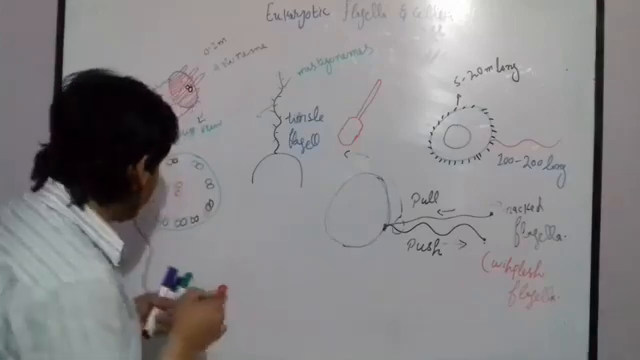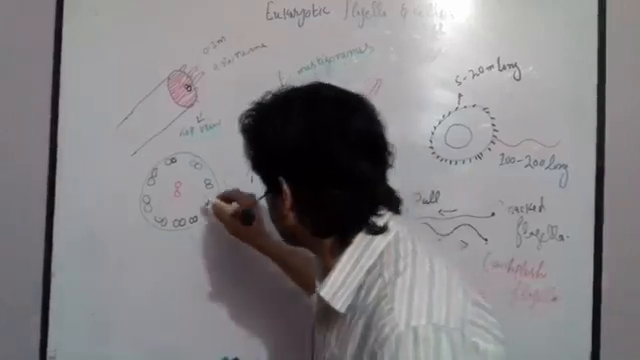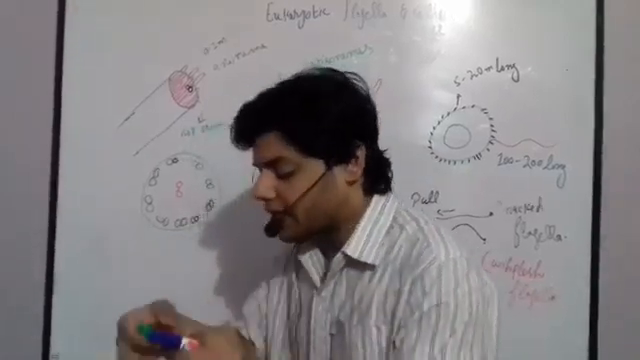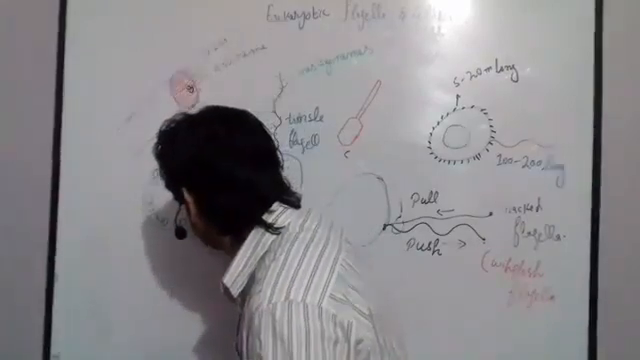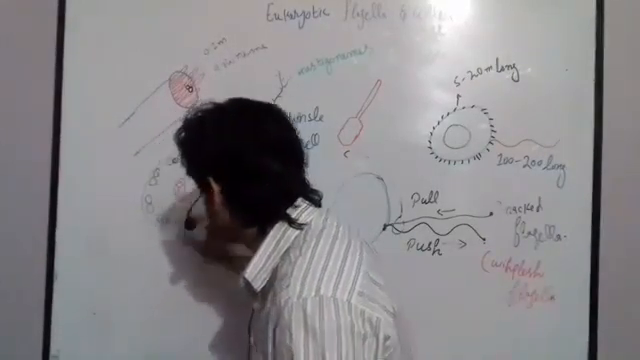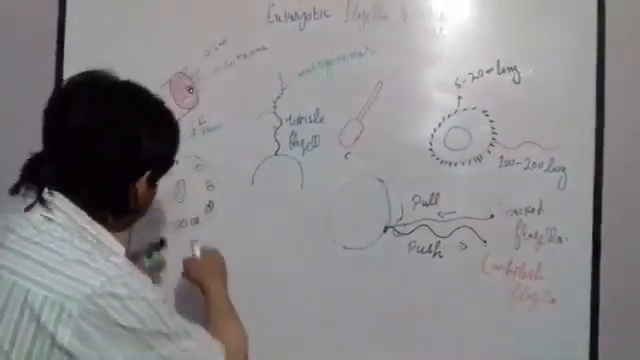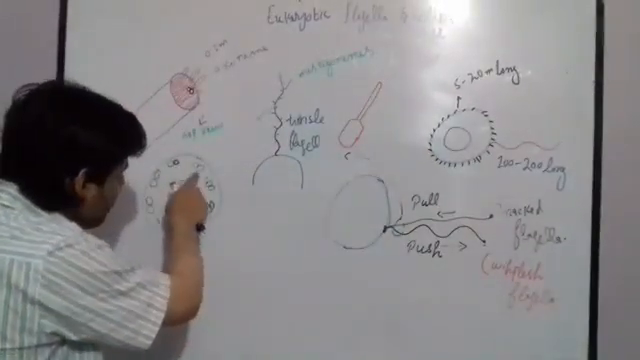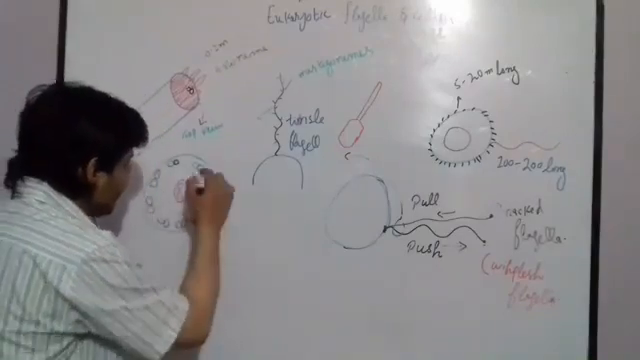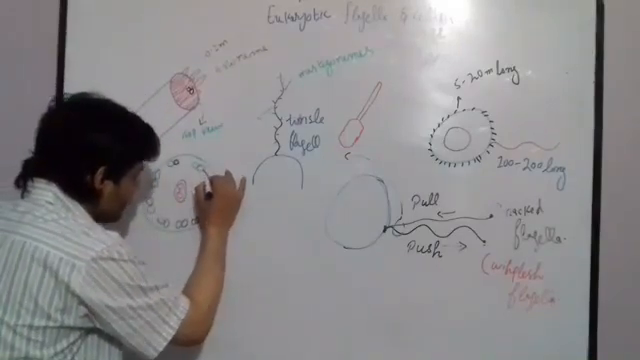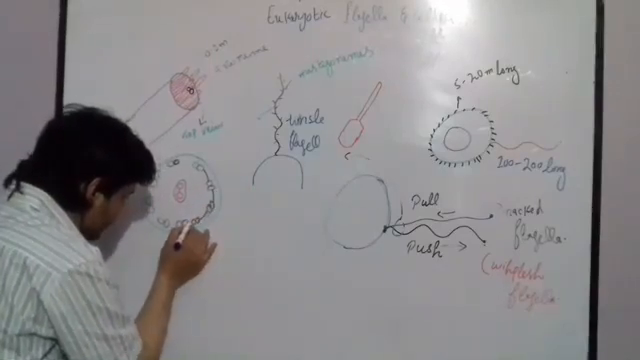Now one thing more: these central microtubules are covered by a central sheet. This is the central sheet. Each pair of microtubules, as you are watching, is connected to the next by a nexin link. This is the nexin link.